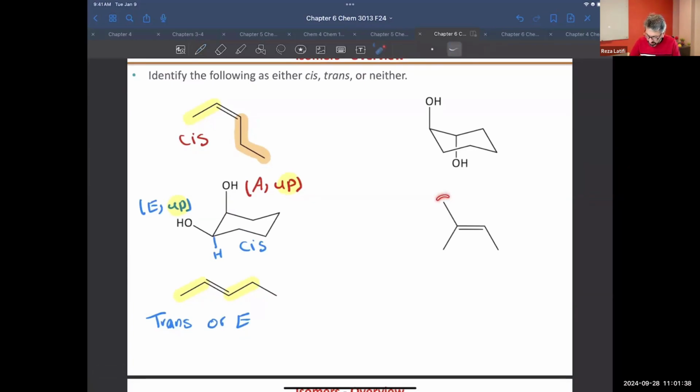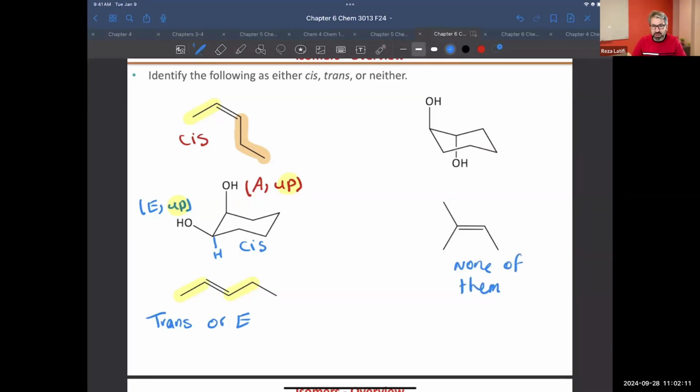Okay, and how about this? Okay, we have two substituents that are identical, and here we have hydrogen and methyl. Okay, you can't say cis or trans. Why? Because let's say you decided to go with this one, and you want to compare it with another one. If I compare it with this one, it will be cis, but if I compare it with that one, it will be trans. So in that case, it's going to be none. Okay, none of them.